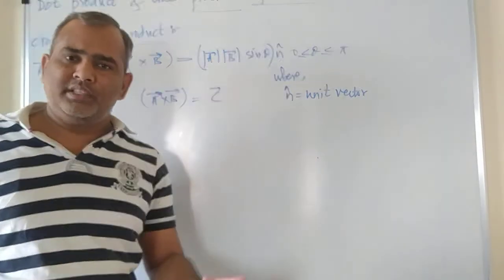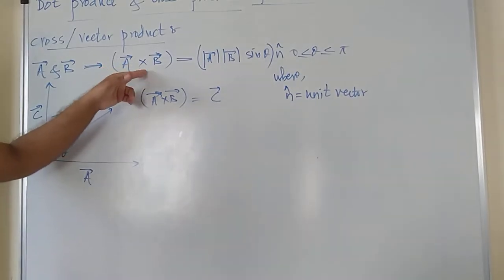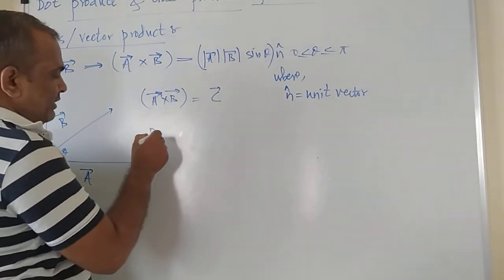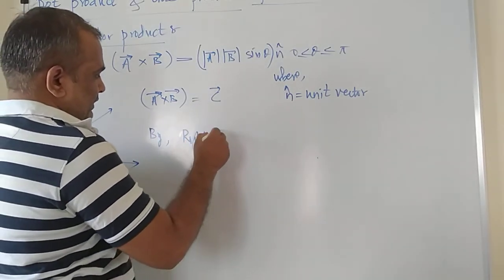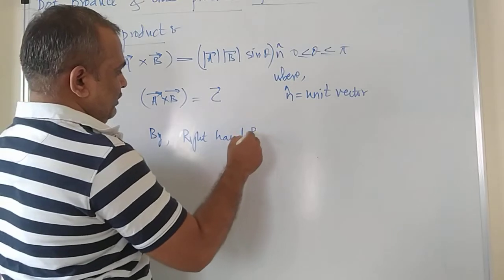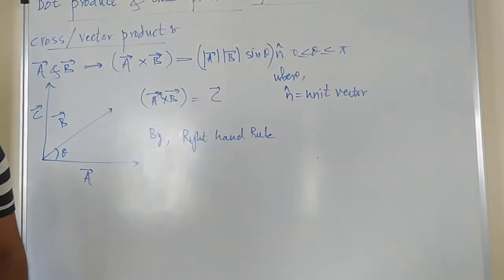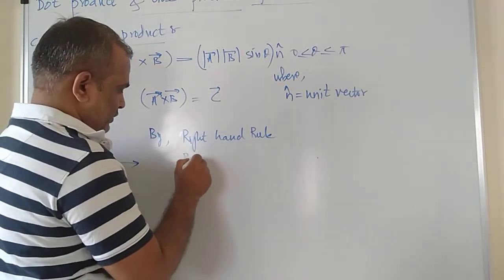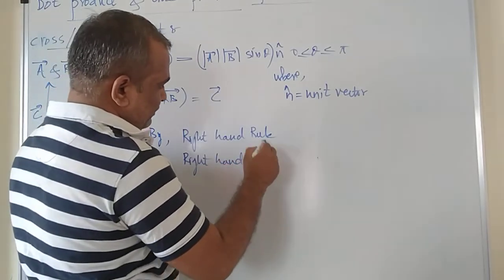What is meant by unit vector? We have studied last time. And the direction after multiplication of these two vectors is calculated by the right hand rule. Right hand rule or right hand screw rule. Fine.